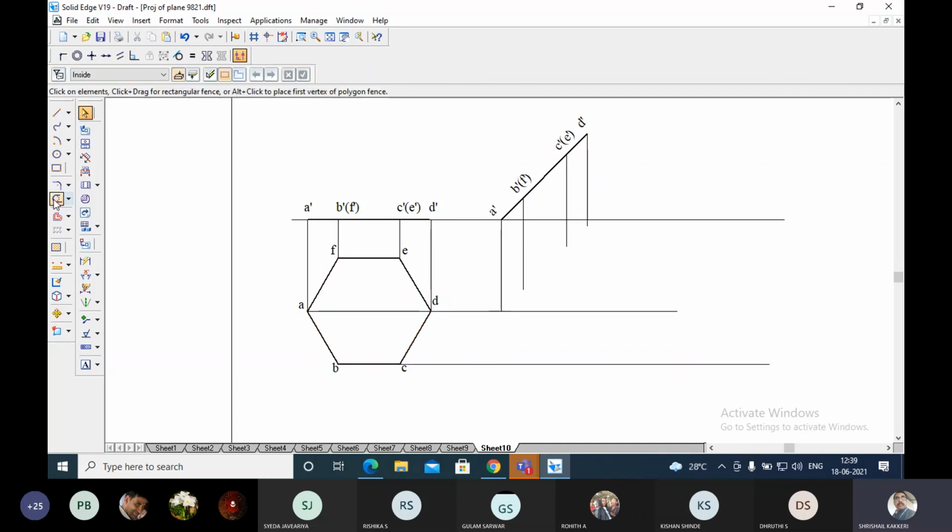B and B. This line from B and B. This is point B. C and C. This is point C. C and C. And D on this line, and D, this is D line. Okay, so let me remove this. Okay, so this is A and A.